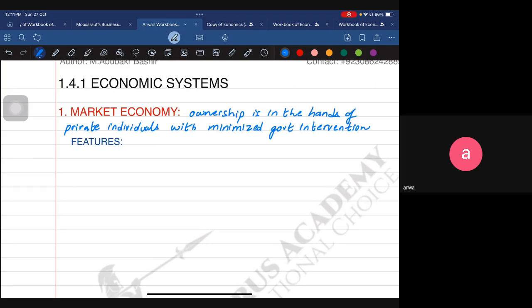So, here the private individuals are the ones who have more control over the ownership of resources, and they are allocating the resources to produce the goods and services. So they have the luxury of doing business with very minimized government intervention.